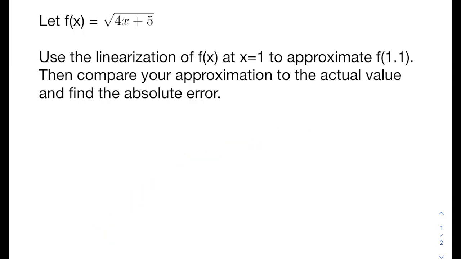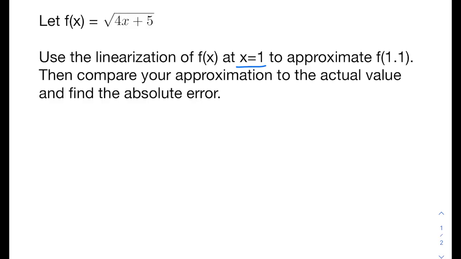The first thing is whenever they give you the point, we want to find what that intersection is, or we call it the point of tangency. So here they're saying that they want the linearization of f of x at x equals 1. So that part for the moment is simple.